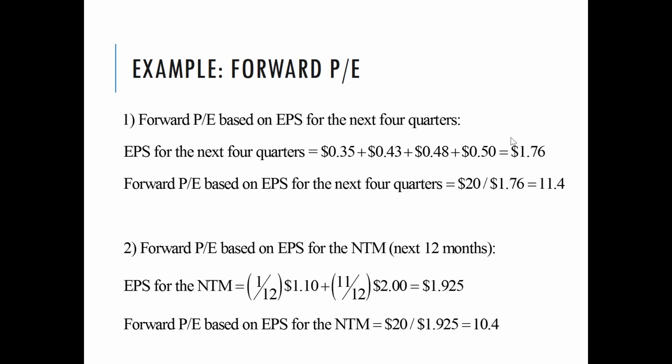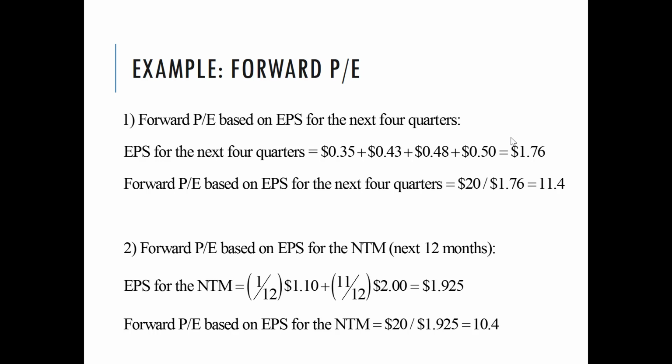Sum up all the 4 quarters and you get an earnings per share. Divide the current share price by the earnings per share that you calculated, and you get a multiple of 11.4. Essentially, they're valued at 11.4 times their forward earnings. Based on what we expect for the next 4 quarters, they're valued at 11.4 times that.